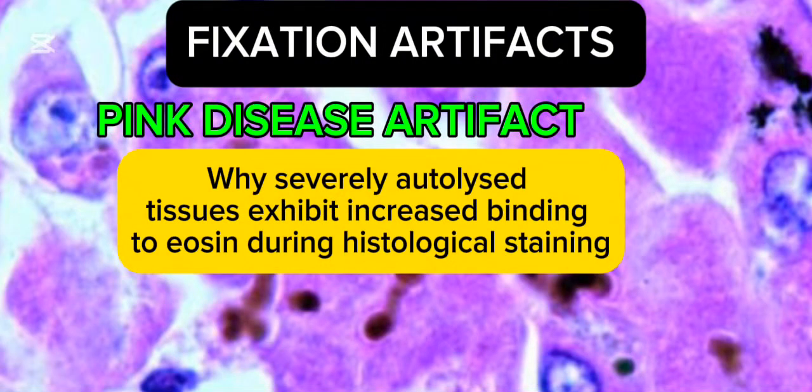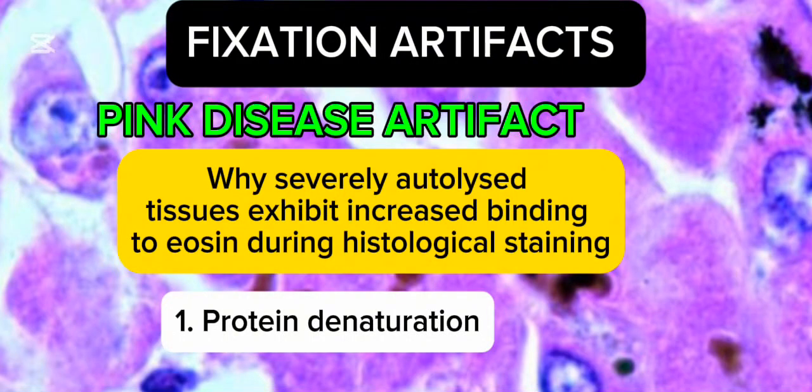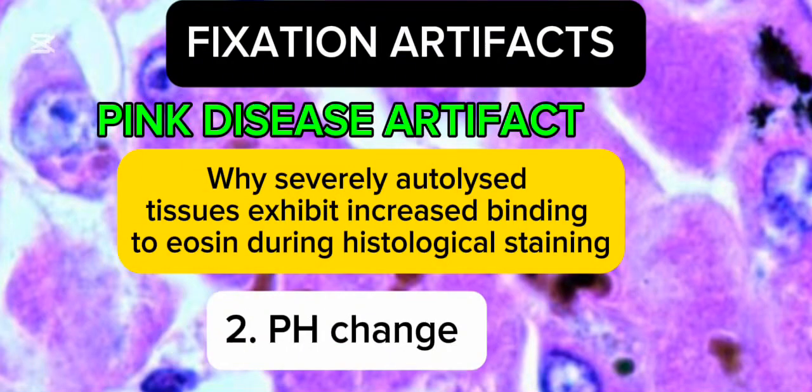Why is it that severely autolyzed tissues exhibit increased binding to eosin during histological staining? One, protein denaturation. So during autolysis, proteolytic enzymes break down proteins in tissue. This process exposes more basic amino groups like lysine residues that can bind more readily to eosin as an acidic dye. Number two, pH change.